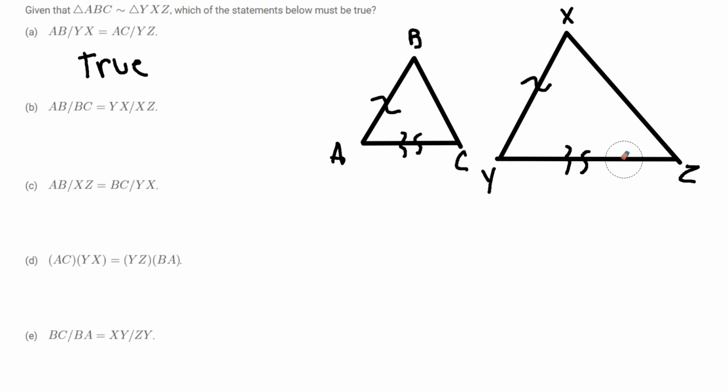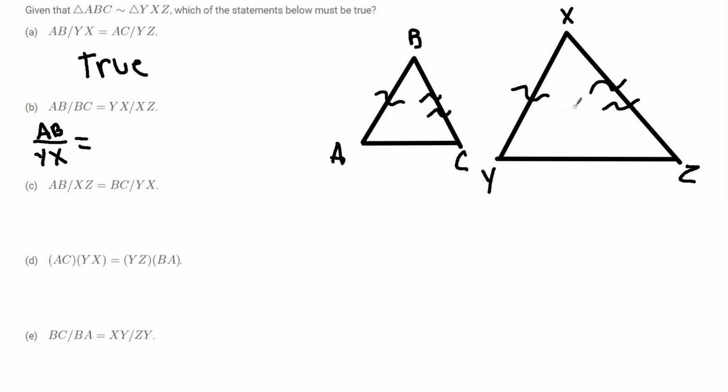Okay, now let's look at part B. We have that AB over BC is equal to YX over XZ. Now this is a little different because they're using one ratio with the same triangle and the other ratio with the other triangle. But if we use the logic we used before, AB matches with XY or YX. And we know that must be equal to the side that BC matches up with, BC over XZ.